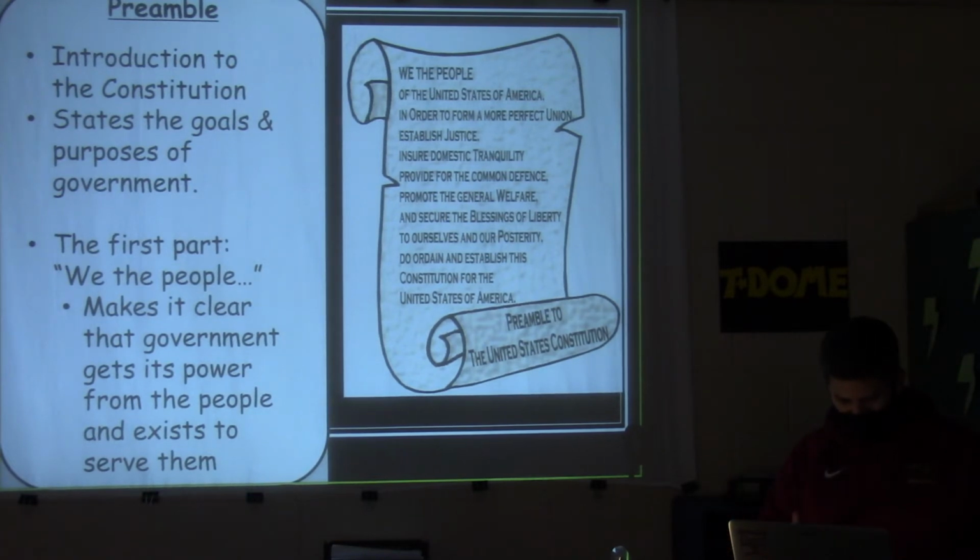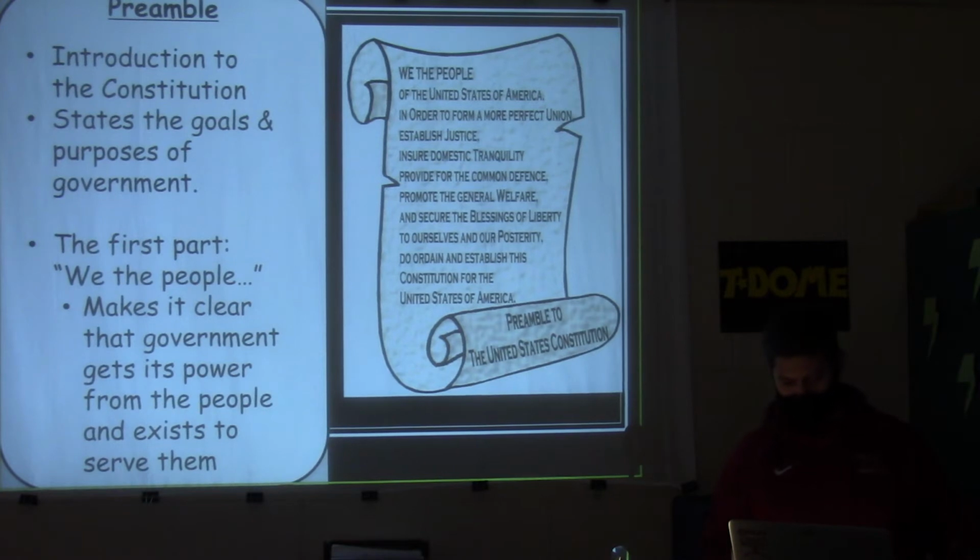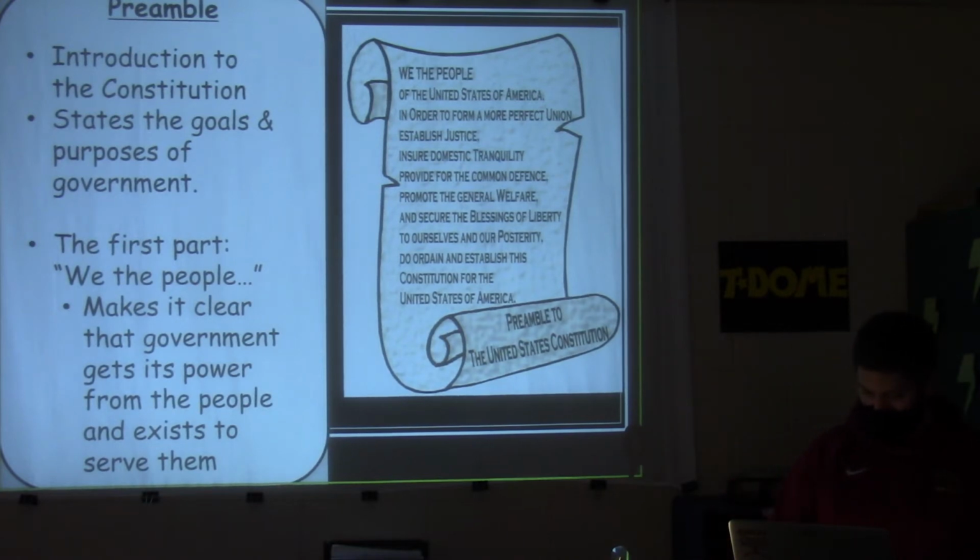Alright, the first part says, we the people. So it makes it clear the government gets its power from the people and exists to serve them. So the very first thing in the Constitution is basically saying, we the people give permission to this document to provide the framework of government.